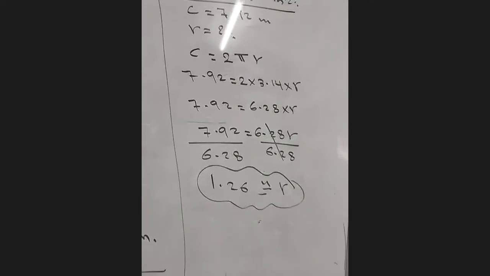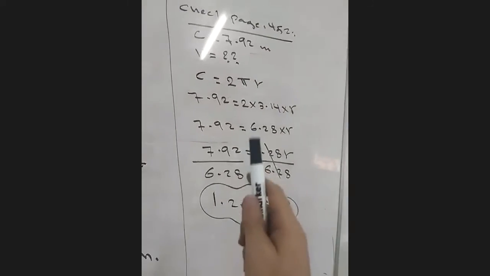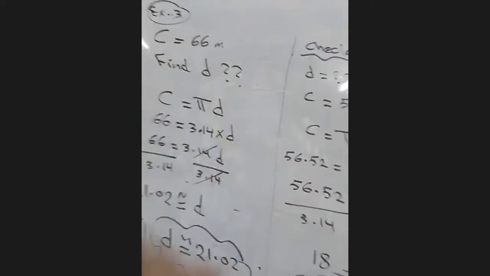Let's divide. 7.92 divided by 6.28. The answer will be 1.26 rounded. I rounded it directly. This is the check after example 4. This is the check after example 3. Don't forget that.